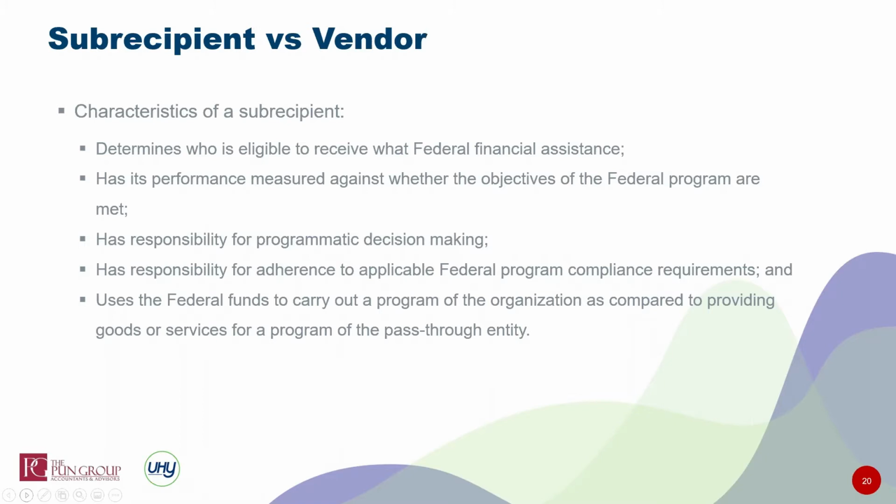It's a third party. Second is subrecipient has its performance measured against whether the objectives of the federal program are met. A sub would have responsibility for programmatic decision-making and also needs to adhere to the applicable federal program compliance requirements and use federal funds to carry out the program of the organization as compared to providing goods and services for the program.